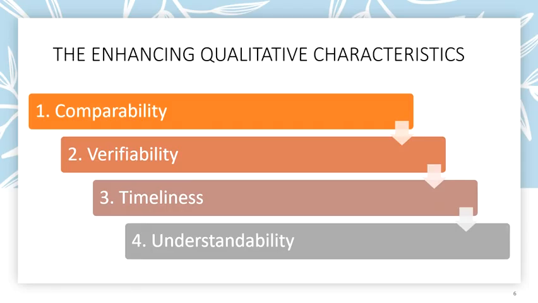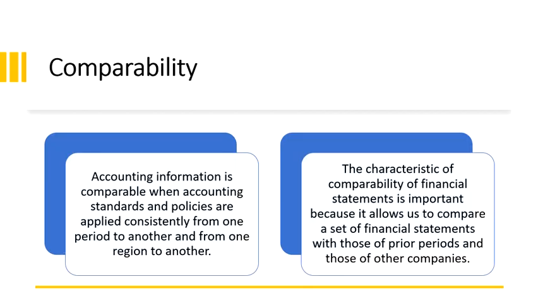So next we go to the enhancing qualitative characteristic. Macam mana kita nak enhance qualitative characteristic ni? By these 4 elements that are comparability, verifiability, timeliness and understandability. So jom kita tengok comparability tu apa. So comparability ni ialah accounting information is comparable when accounting standards and policies are applied consistently from one period to another and from one region to another.